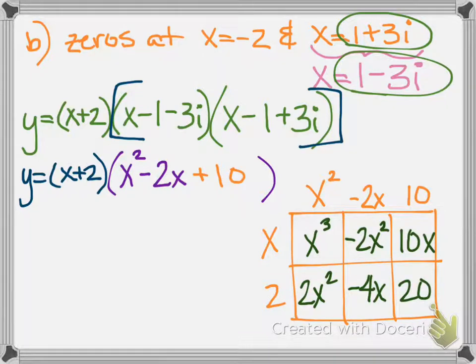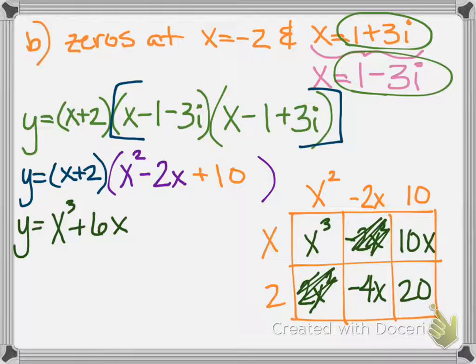So we'll go through and combine like terms. So nothing like x cubed, so I keep x cubed. Negative 2x squared and 2x squared, these guys cancel. 10x and negative 4x gives me 6x. And nothing to combine with 20, so plus 20.